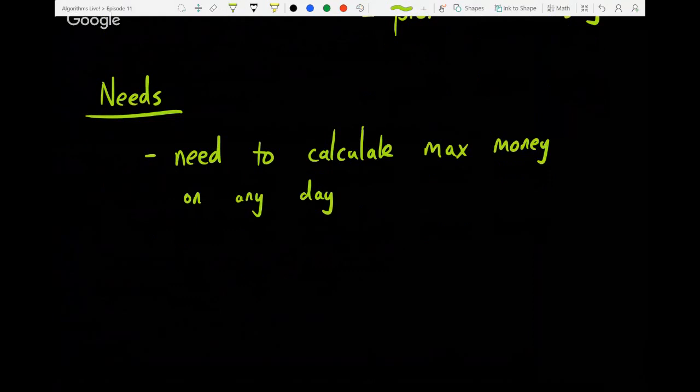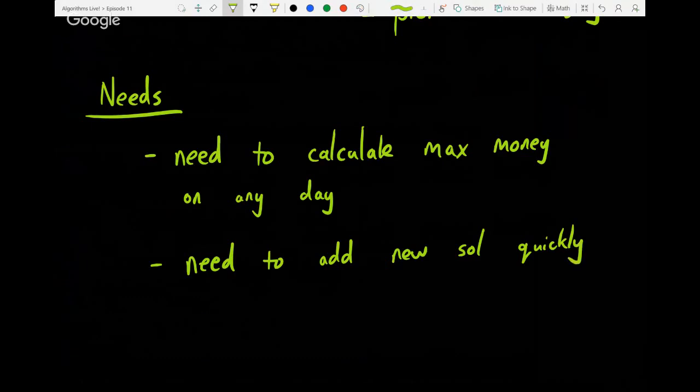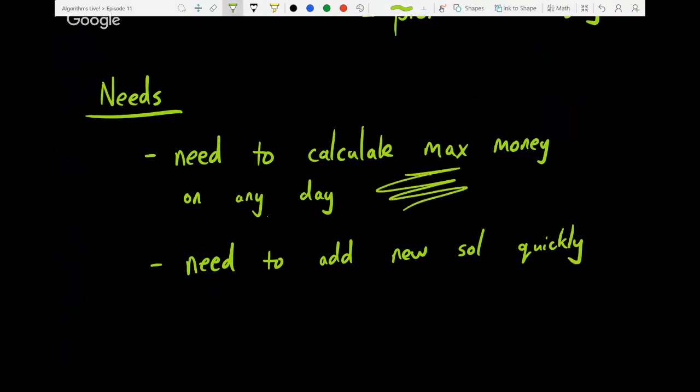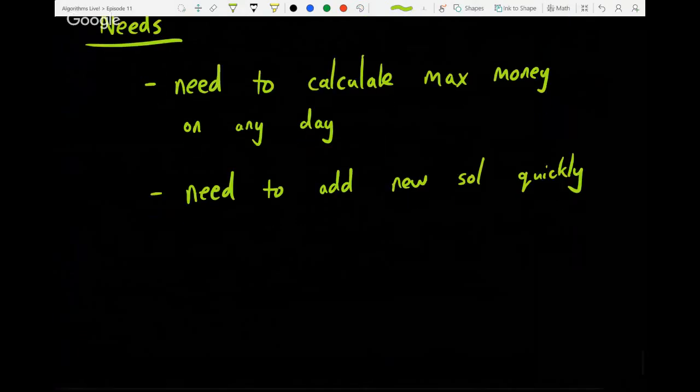and the second thing I need to do is add a solution to my data structure quickly. Right now, this is actually working pretty fast, but sometimes when you try to satisfy the first requirement, the second requirement doesn't come for free. So that's something to keep in mind.